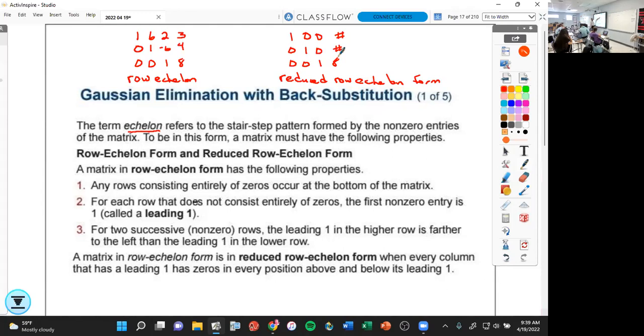If a matrix is in reduced row echelon form, just by looking at it, you know what X, Y, and Z are. If it's in row echelon form, all I know is Z is 8. It's okay if it doesn't fully make sense yet.